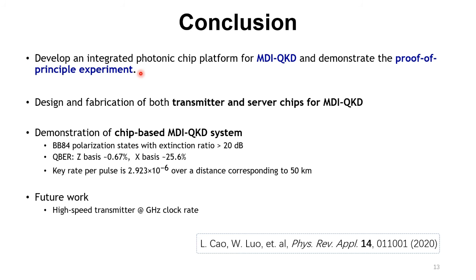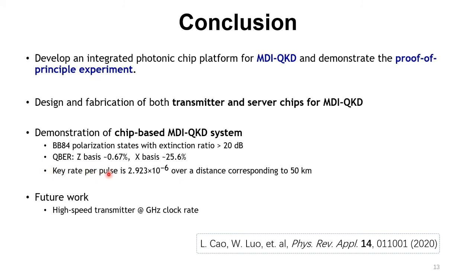In conclusion, we have developed an integrated photonic chip platform for MDI-QKD and demonstrated the proof of principle experiments. In detail, we design and fabricate both transmitter and server chips for MDI-QKD using silicon photonic technology. And the proof of principle demonstration indicates our chip-based MDI-QKD system can provide polarization states with extinction ratio over 20 dB. And the QBER of the system agrees well with the theoretical values, which indicates our system performs well.